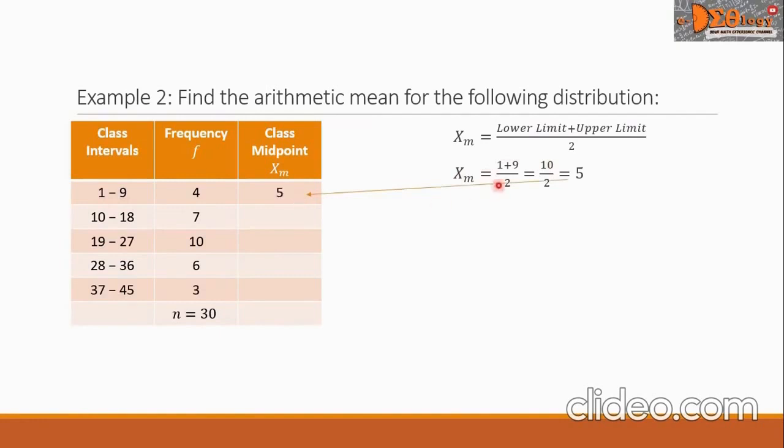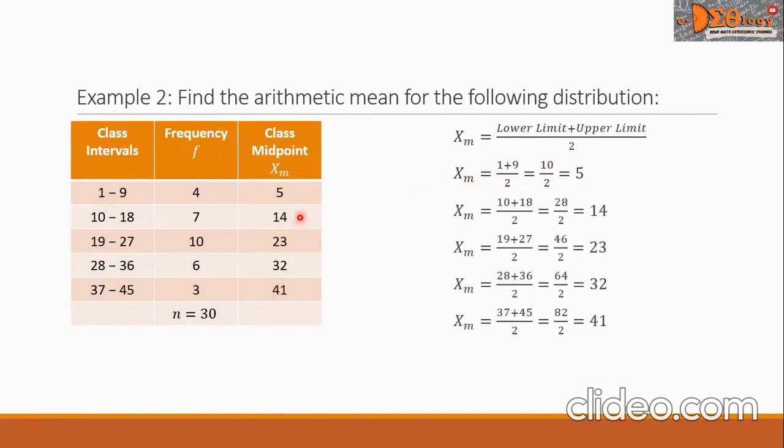Let us follow the same idea with the other blanks. So you see, this number 14 comes when we have this 10 plus 18, then divided by 2. This number 23 comes from 19 plus 27 divided by 2. This 32 comes from 28 plus 36 divided by 2. This 41 comes when we add 37 and 45, and the sum is divided by 2.